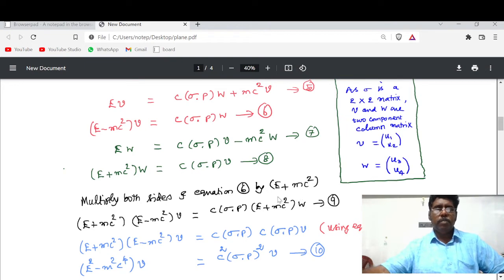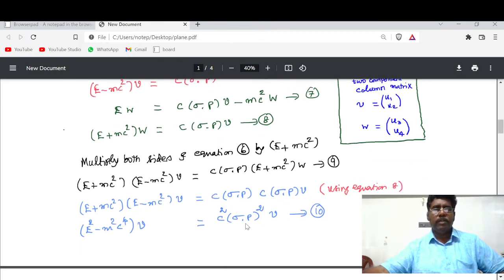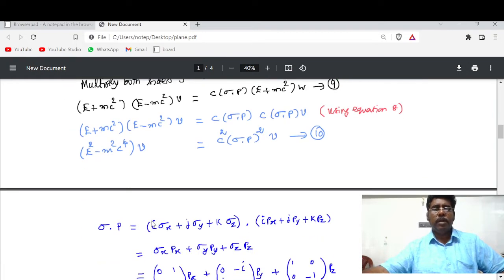Replace the value of (E plus mc²)W by cσ·pV using equation 8. Instead of (E plus mc²)W, we substitute cσ·pV. So the right hand side is modified as c·c (σ·p)(σ·p) whole square into V. Then the left hand side is (A plus B)(A minus B) equal to A² minus B², the formula I have used. So (E² minus m²c⁴) is multiplied by V.